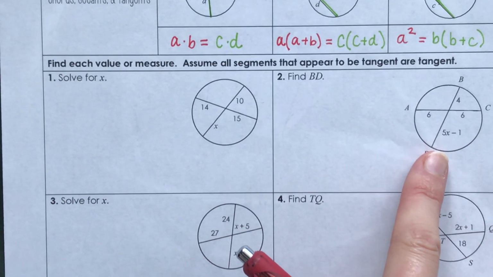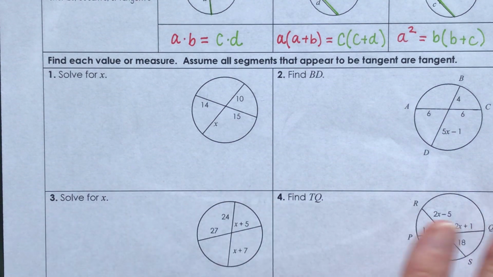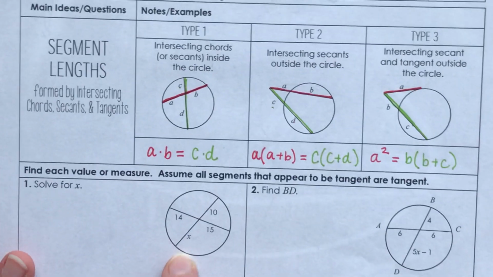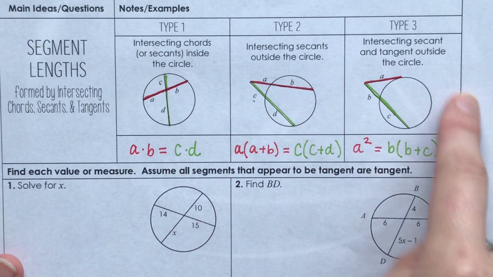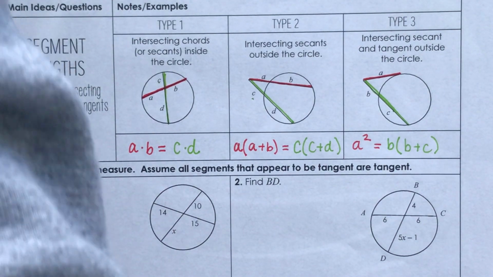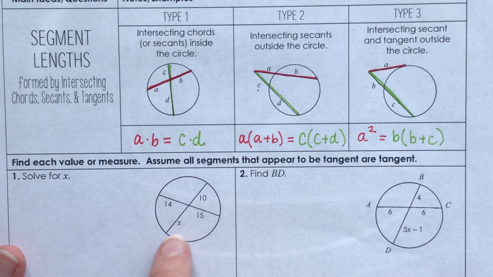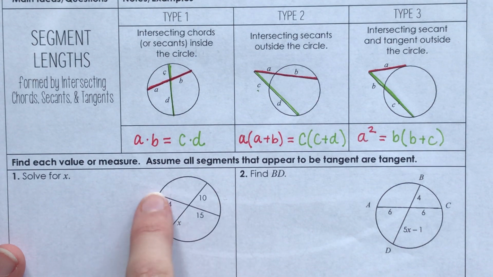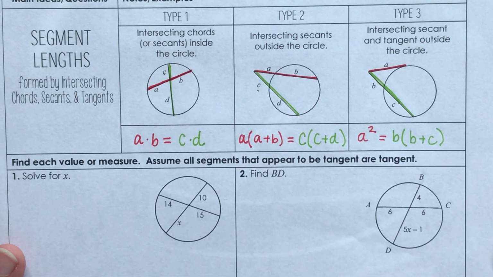Okay, so we're going to start with number 1 here. It says solve for x. So the first thing I'm going to do is determine is this type 1, type 2, or type 3. I'll grab a different color here. What I see is that my segments are both inside of the circle, so this would be type 1.